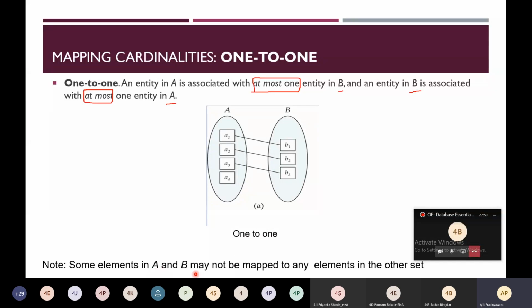Some elements in A and B may not be mapped to any elements in the other set. Suppose, for example, A4 is not mapped to anything inside the entity set B. So this could happen, where one or many elements are not associated with each other. But keep in mind, what is meant by one-to-one mapping cardinality is that at most one entity of set A is associated with at most one entity in set B. That's why it is called one-to-one mapping cardinality.